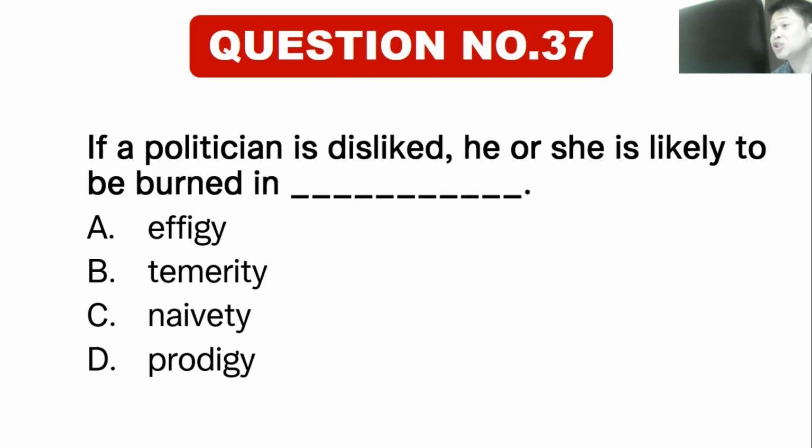If a politician is disliked, he or she is likely to be burned in A, effigy, B, temerity, C, naivety, D, prodigy. Again, if a politician is disliked, he or she is likely to be burned in, the correct answer is effigy.